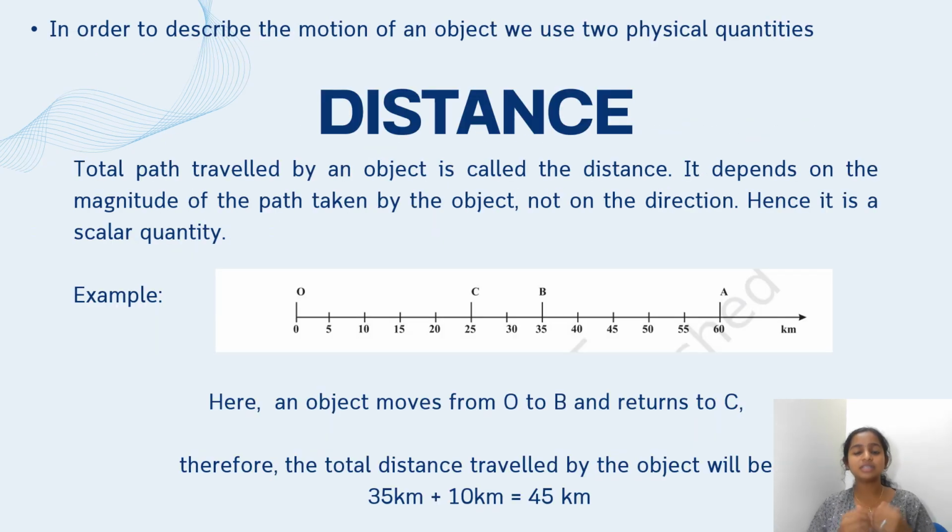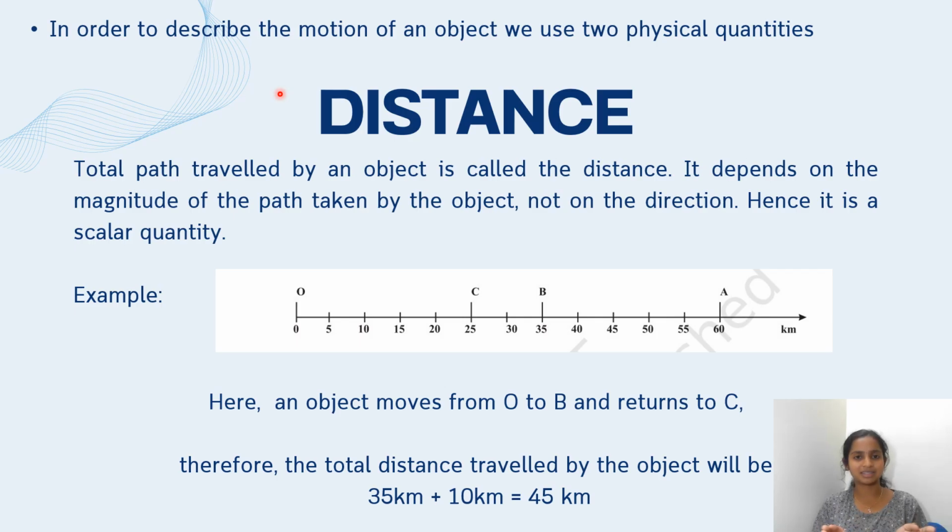So, in order to describe the motion of an object, we will have to use some physical quantities. So, what are these physical quantities? Here, we will use distance and displacement to describe the motion of an object. And we will learn in detail about distance and displacement in our next slides.